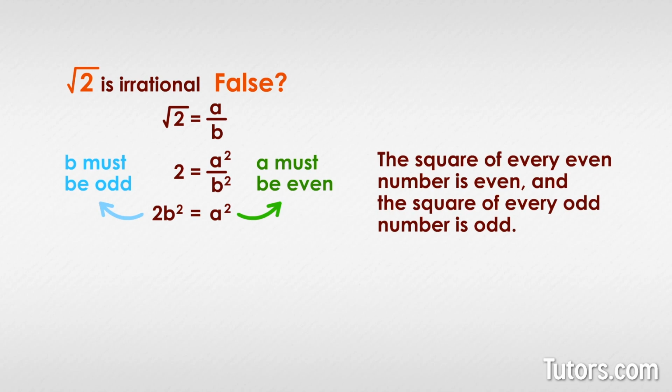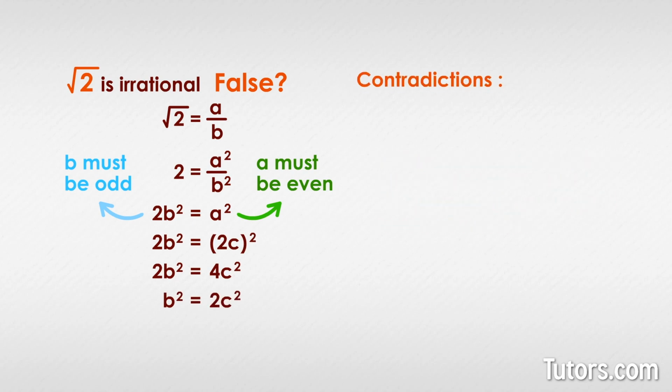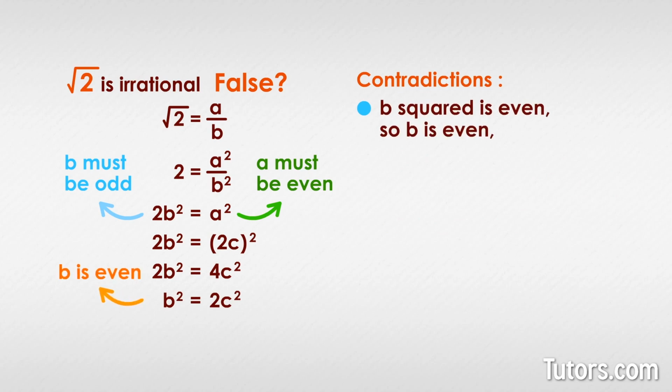some number c exists for which a equals 2c, and we can replace a with 2c everywhere we had a in our equation. 2b squared equals (2c) squared. 2b squared equals 4c squared. b squared equals 2c squared. The contradiction emerges. b squared is even, so b is even.